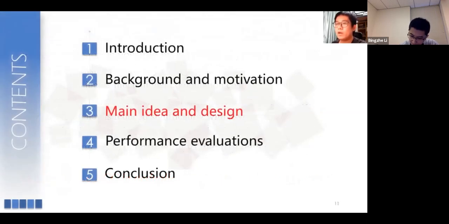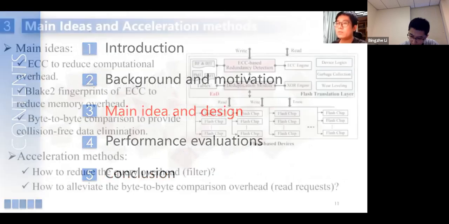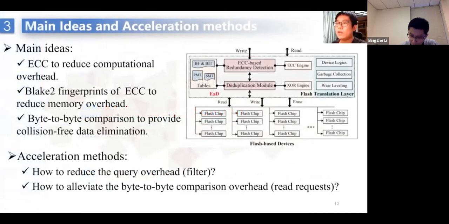Main ideas and design. EAD locates and works within the flash translation layer in flash-based devices. The figure shows an overview of the system architecture of EAD. Different from the traditional deduplication workflow, there are no hash computing procedures conducted on the full data chunks.